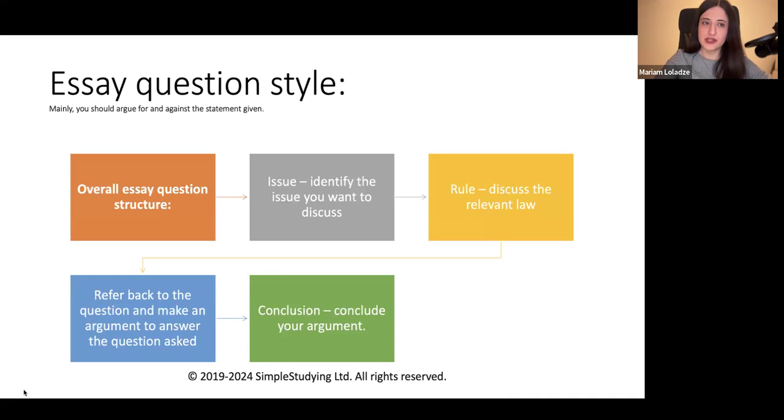Essay question style is a bit different. Here, you don't have a problem question scenario where you have to advise the parties, but you have a question that you need to critically analyze. For example, you will most likely have a controversial area of law that you need to provide arguments for and against. Similarly to the problem questions, here as well, you need to discuss the relevant law. It would be primary law or even secondary sources like journal articles, but you definitely need to base your arguments on something. You can't just say things. You have to back up your arguments with either primary law or journal articles.